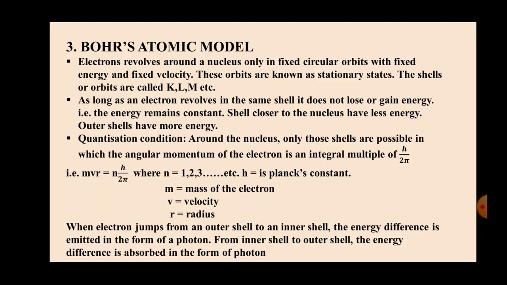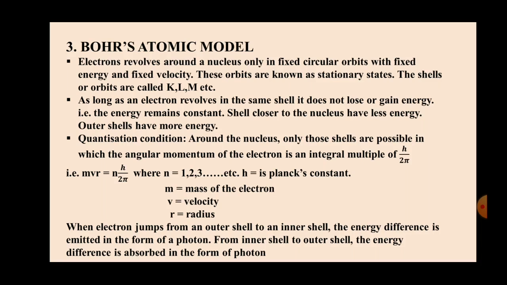It will lose or gain energy only when it jumps from one shell to another shell. A shell or orbit is compared to an energy level, so the energy remains constant. A shell closer to the nucleus has lesser energy. As it moves away from the nucleus, the energy level of the shell increases.